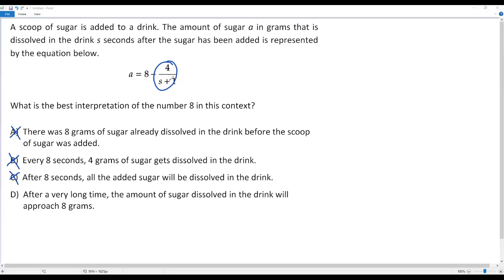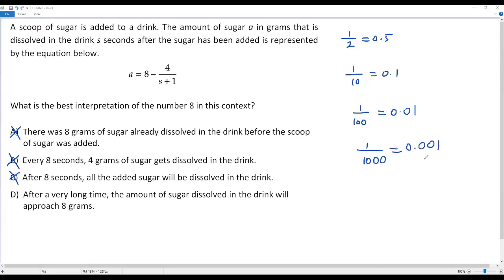In a fraction, whenever the denominator is increased, the value of the fraction decreases. For example, 1 over 2 is 0.5. Now let me increase the denominator from 2 to 10. The value of the fraction will be 0.1. Again, if I increase the denominator from 10 to 100, it becomes 0.01. If I take the denominator as 1000, the value of the fraction will be 0.001. Now let's see what's happening when the denominator is increased. Clearly, the value of the fraction is decreasing. That is, it's approaching 0.